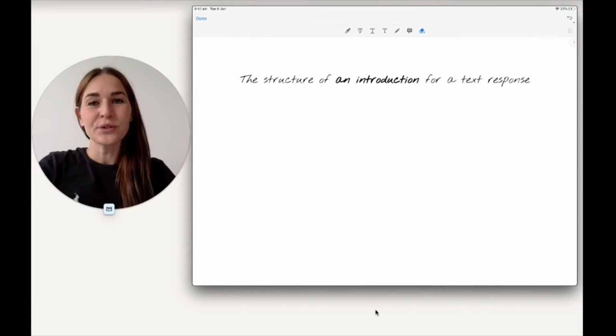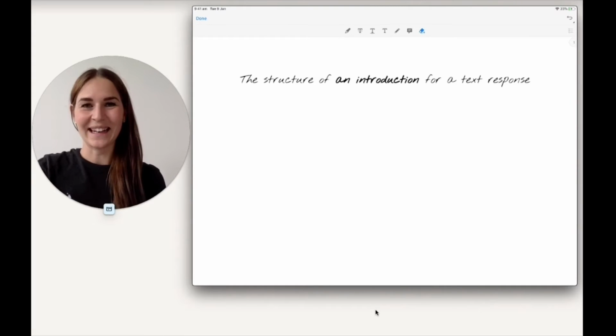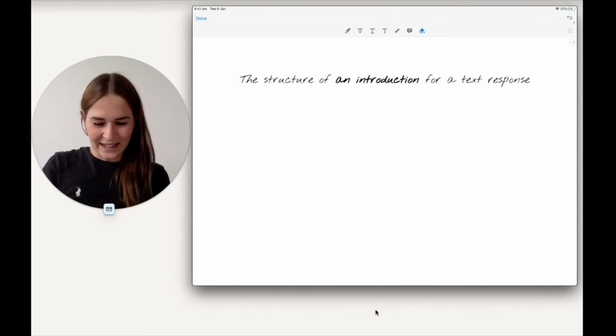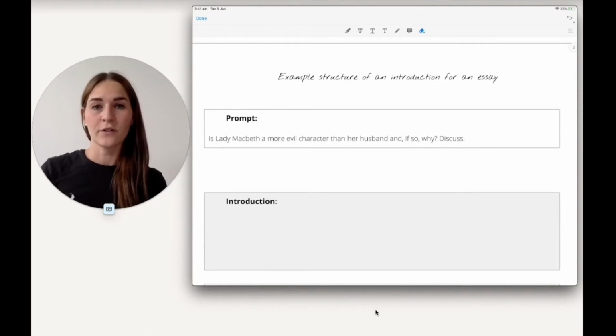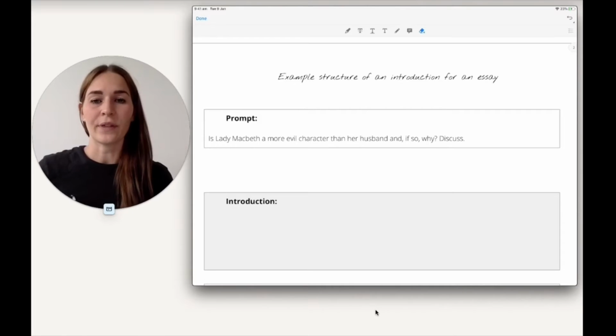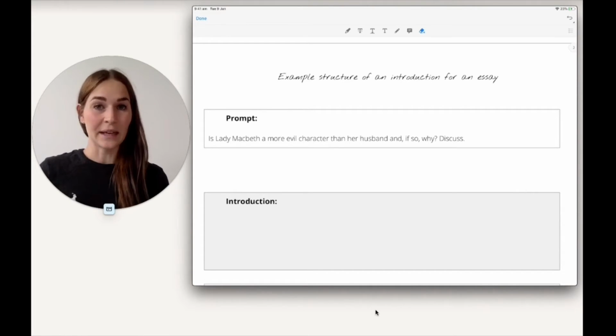Today we are going to talk about the structure for an introduction for a text response. Let's get started. Now you will get a prompt from your teacher. We're going to do this example today with an example of Macbeth.